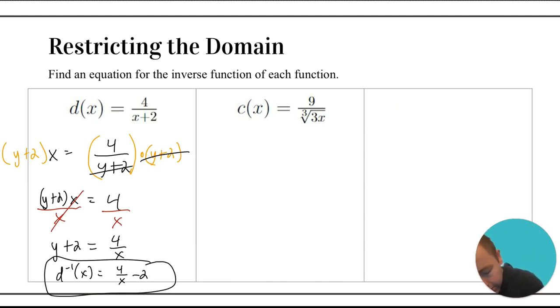And then for C, it'll look like this once you interchange the variables. And then, yeah, I would multiply both sides by that cube root of 3y.